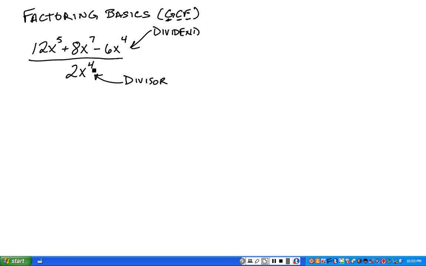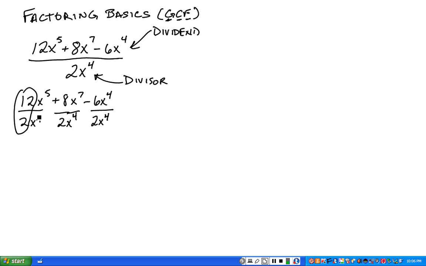Now, if we were doing this particular problem, it would be similar to just dividing each term in the numerator, each term in the dividend, by our monomial divisor. So we would first look at the coefficients and say 12 over 2 is going to give me a 6. I have x to the 5th over x to the 4th. 5 minus 4 is 1, so that's x to the 1st, which is just x.